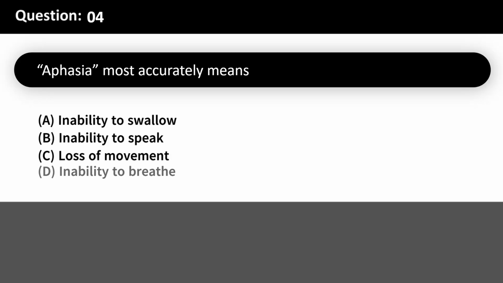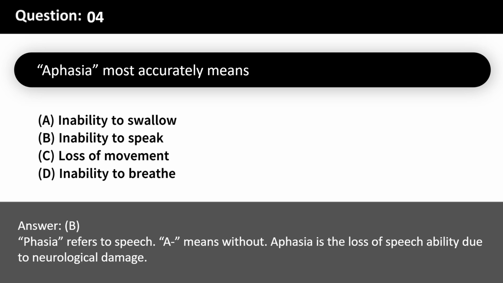Aphasia most accurately means: A. Inability to swallow. B. Inability to speak. C. Loss of movement. D. Inability to breathe. Answer, B. Aphasia refers to speech. A dash means without. Aphasia is the loss of speech ability due to neurological damage.